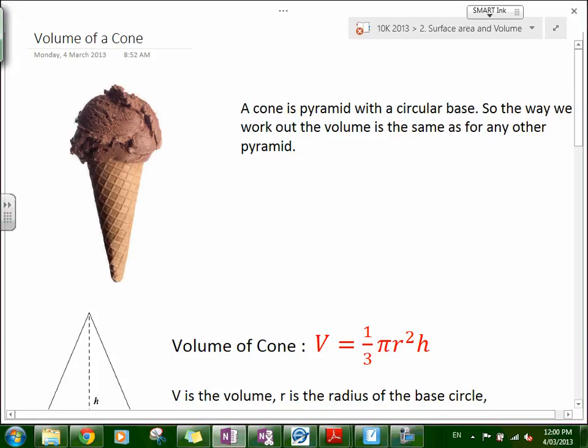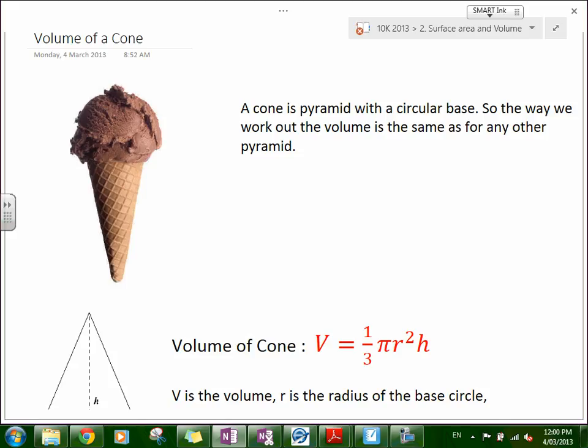Alright, so a cone is a pyramid with a circular base. The way we work out the volume is the same as for any other pyramid. Whatever the shape of the base, it's 1/3 of the volume of a prism with the same height and the same base. Right? So that's the way that we think about it.